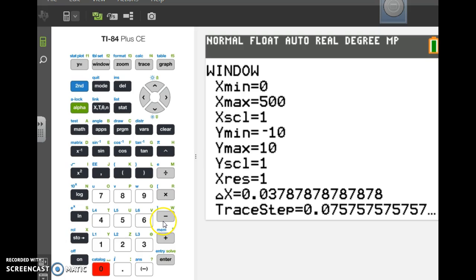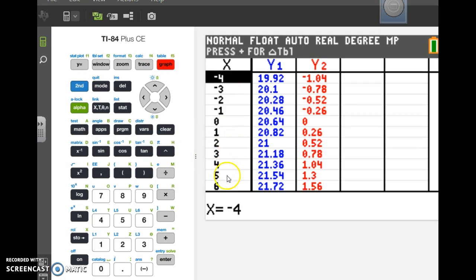Okay, now I need to figure out my y scale. I need to know how far they go up. Now, if I know I want to go up to 500, I need to figure out what values of y it's going to have. If I go to my table right now, I would have to scroll an awful long way to figure out where 500 is, wouldn't I? So why don't we adjust the table so that we can see a different scale?